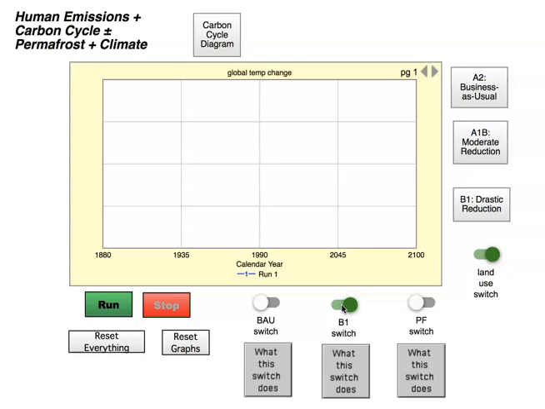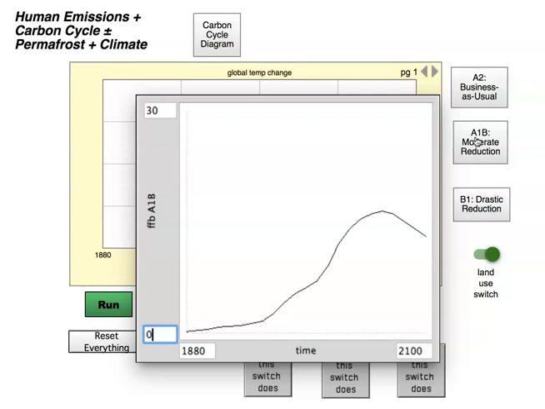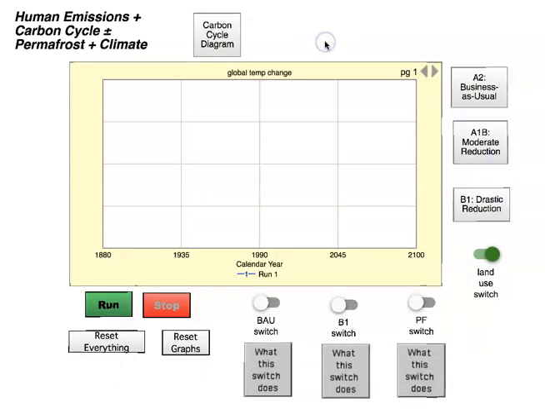And the third model, this is what's critical, is if with both of these switches off, business as usual and B1, we have the A1B model, the likely scenario where fossil fuel burning starts to decrease in the later part of the century. Okay, it doesn't come down to zero, but it starts to decrease 2030, 2050, somewhere in there. All right, so basically those are our three scenarios, A2, B1, and A1B with both of these switches off.